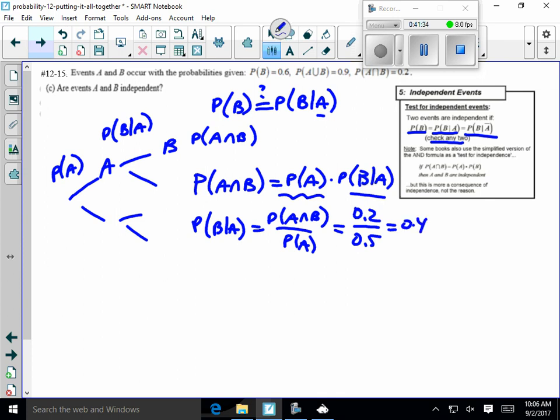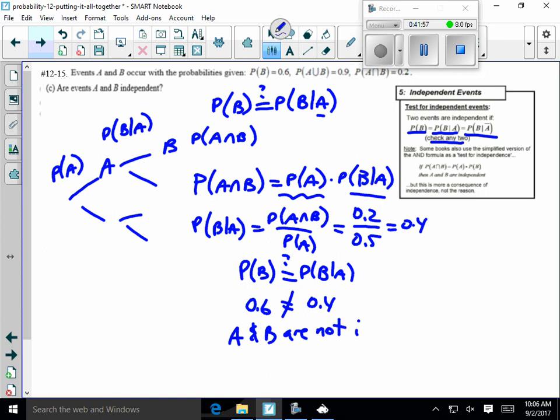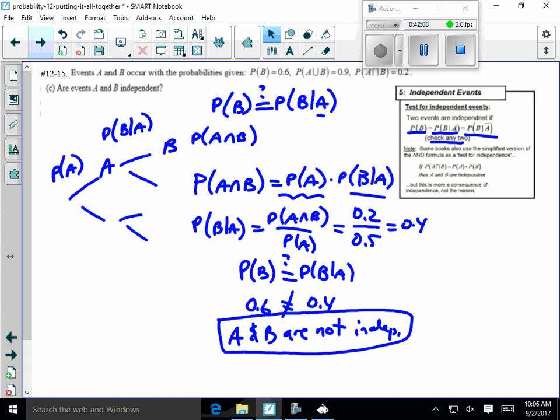So now I can ask the question, is the probability of B equal to the probability of B given A? Well, the probability of B was given as 0.6, but the probability of B given A we calculated as 0.4. That means the probability of B is changing depending on whether A happens. Since these are not equal, it means A and B are not independent of each other. They're not independent. Okay, so that's how we would check for independence.